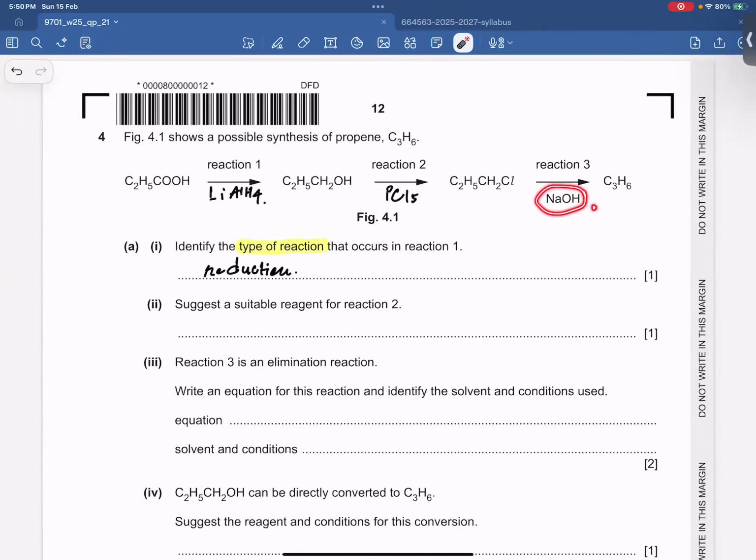Okay. So suggest a suitable reagent for reaction 2. That's easy. Either you can write PCl5 or SOCl2. That's totally up to you. Both are applicable.